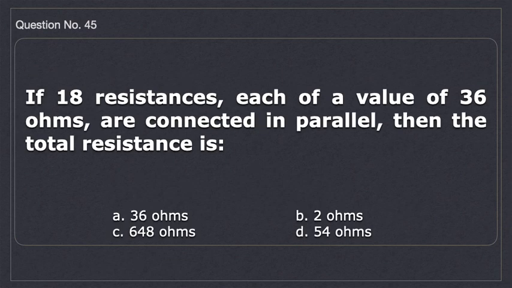Question number 45. If 18 resistances, each of a value of 36 ohms, are connected in parallel, then the total resistance is A. 36 ohms. B. 2 ohms. C. 648 ohms. D. 54 ohms. Answer B. 2 ohms.